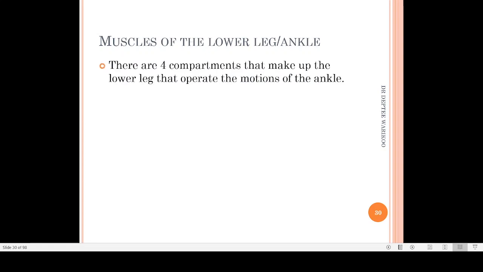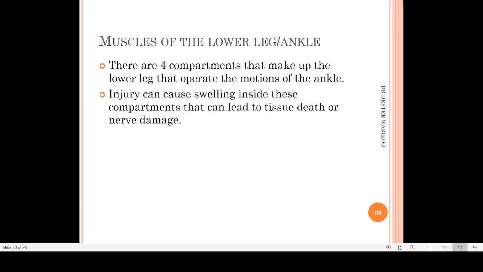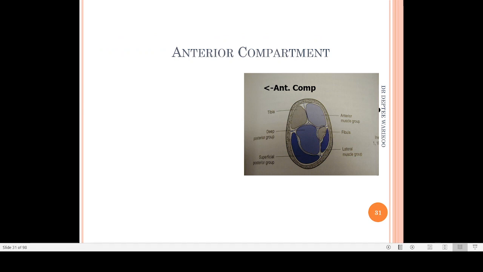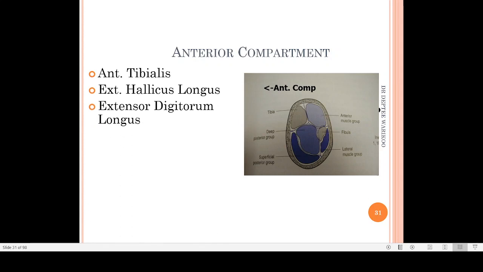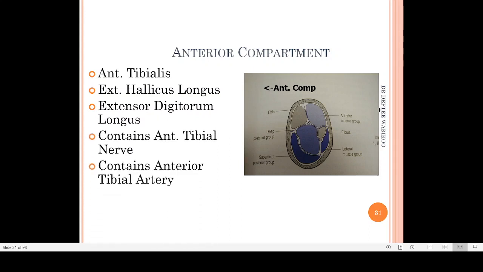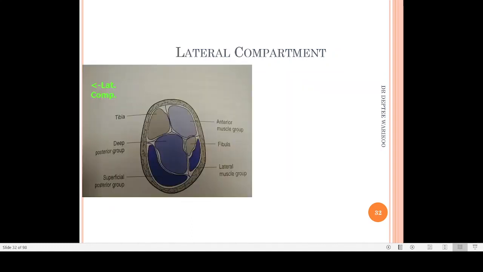Now we will discuss the muscles of the lower leg and the ankle. There are 4 compartments that make the lower leg operate properly. Any injury to these compartments can cause swelling or nerve damage. First we will see the anterior compartment. This is the anterior compartment. The structures are anterior tibialis, extensor hallucis longus, extensor digitorum longus, anterior tibial nerve, anterior tibial artery and dorsiflexors of the foot. These are the structures present in the anterior compartment.